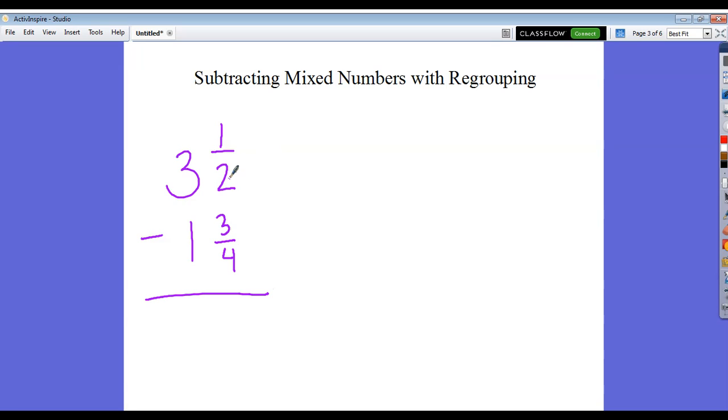So I would do that. I would say 2 times 3 is 6, plus 1 is going to be 7/2. And then 4 times 1 is 4, plus 3 is going to give me 7/4. Now, again, before I subtract them, I need to be able to find a common denominator. So I'm going to put them in a common denominator of fourths.